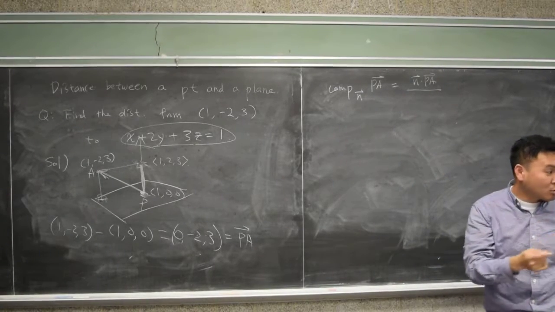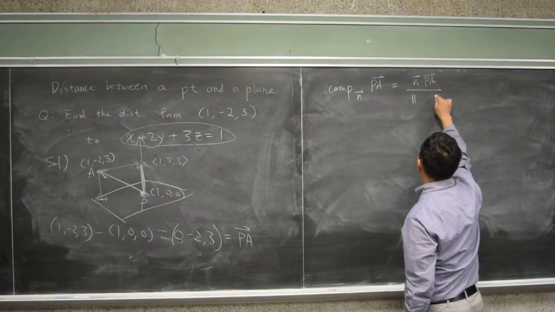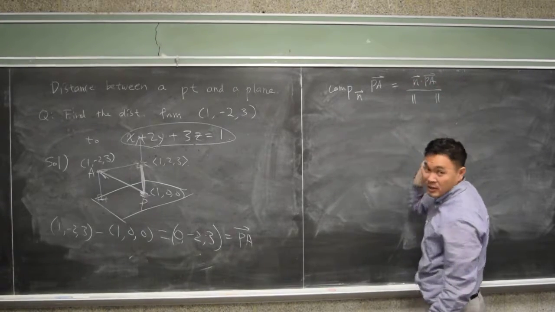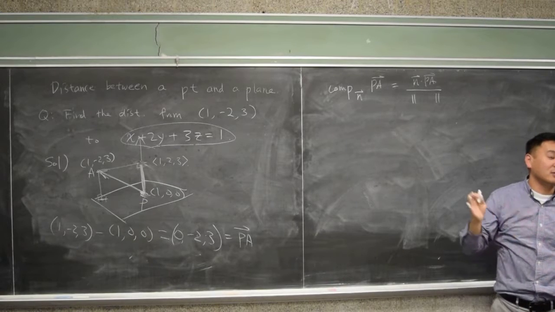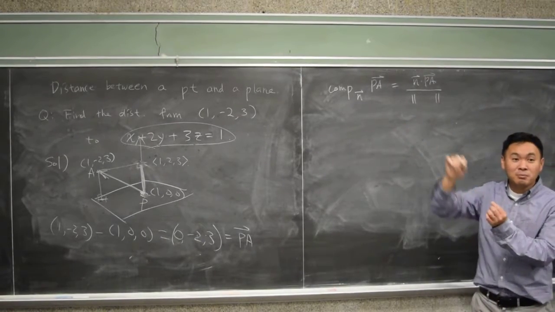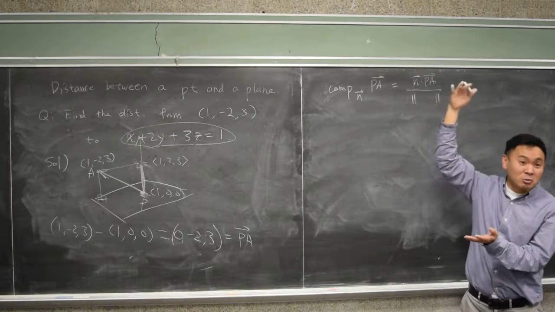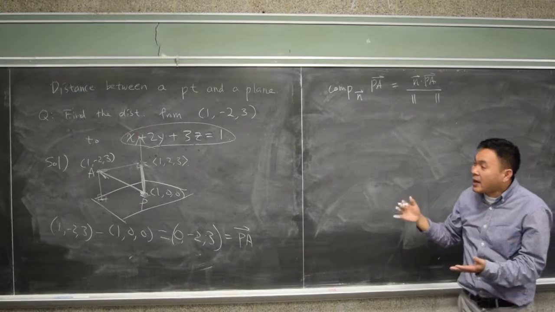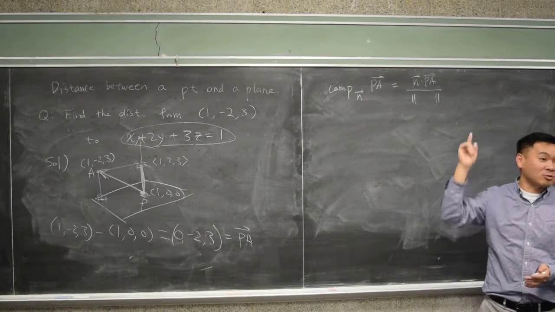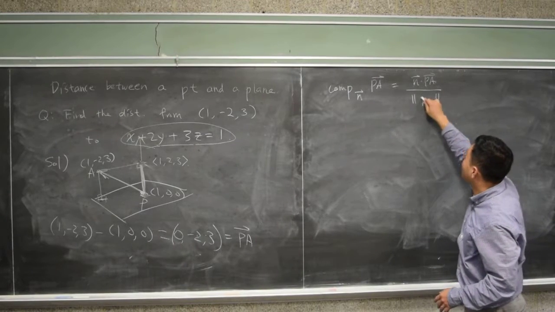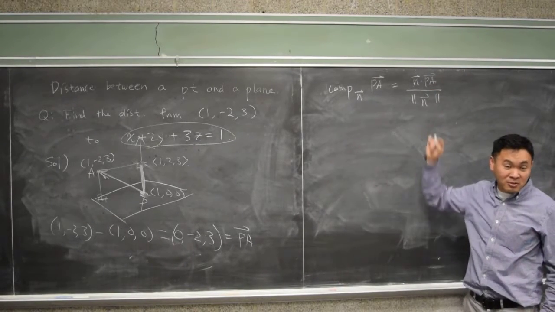The norm. Norm of which one? Which information do we want to throw away? The length of n or length of PA? Length of n. PA's length is the one that's important. If PA is long, the projection will be long, so we want to keep that information, right? For n, all we care about is the direction. So n's information is not needed. So we get rid of the n's information, so we divide.